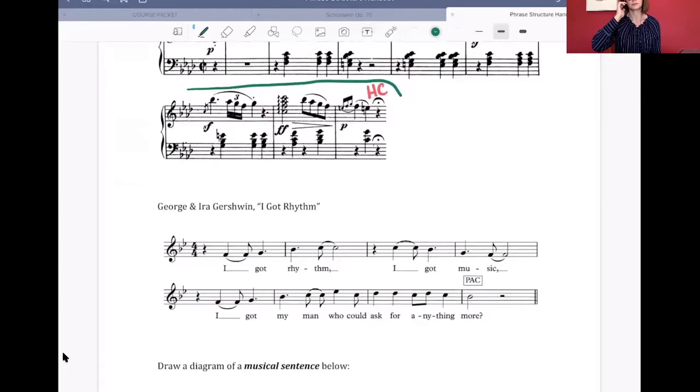I got rhythm, I got music, I got my man, who could ask for anything more?